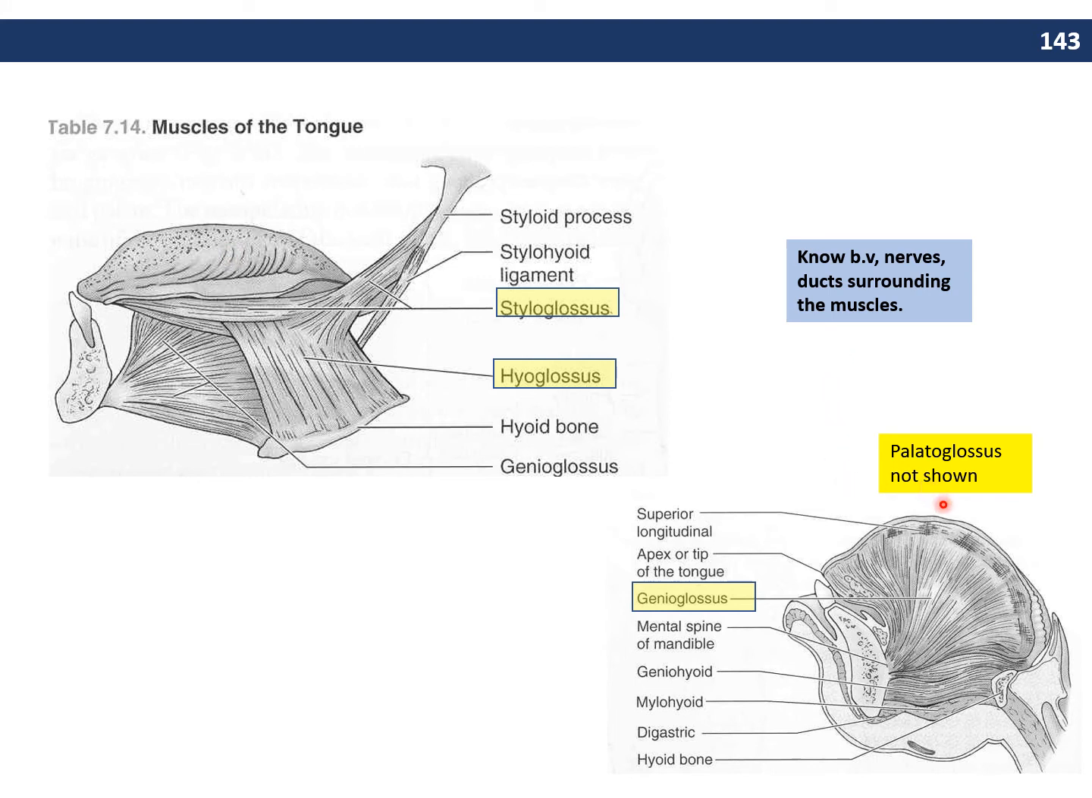The genioglossus is again shown here in cross section. As we think about the apex of the tongue, really that is the most anterior part of the genioglossus. The superior longitudinal part here, those are the intrinsic muscles of the tongue, one of the three intrinsic muscles of the tongue that I told you go in three different directions.